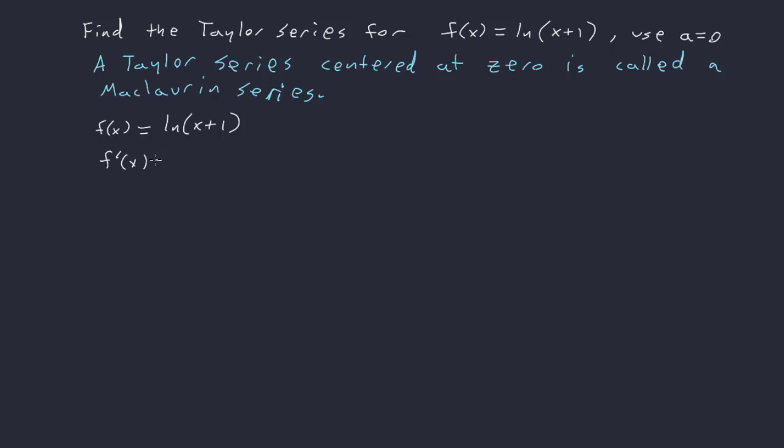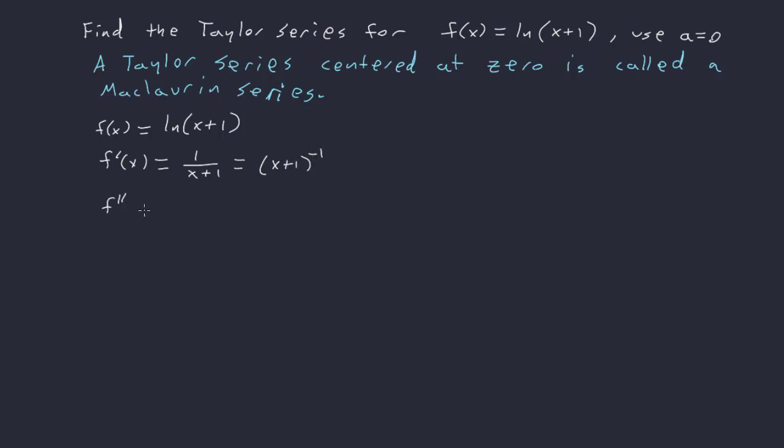Then f prime, we're going to be using the chain rule a lot, but thankfully the derivative of the inside is 1. So the chain rule should not really make much difference here. This will just be 1 over x plus 1. And now, let me write it like this. This is 1 times x plus 1 to the negative 1.